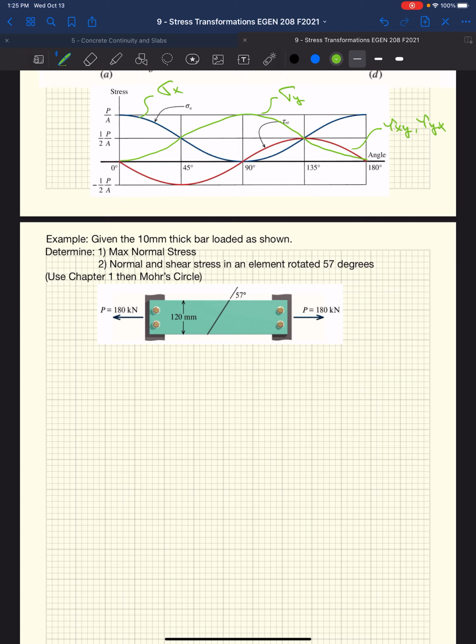First, we're going to use chapter 1, where we used equilibrium, where we just cut it, figured out what the components of those forces needed to be, and we could develop what the shear and the normal stress is on any given plane. That's what we did in chapter 1. And then we're also going to use Mohr's circle. So the max normal stress, as we know, is going to be oriented at a plane that's perpendicular or normal to the applied load. So we're just going to cut it vertically.